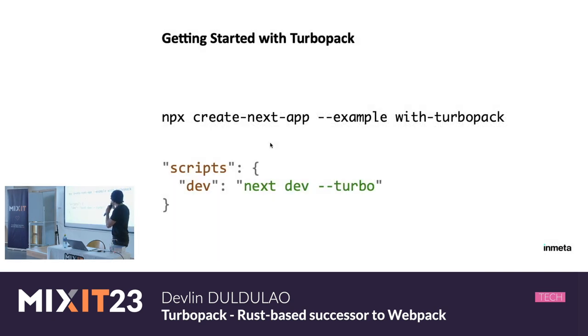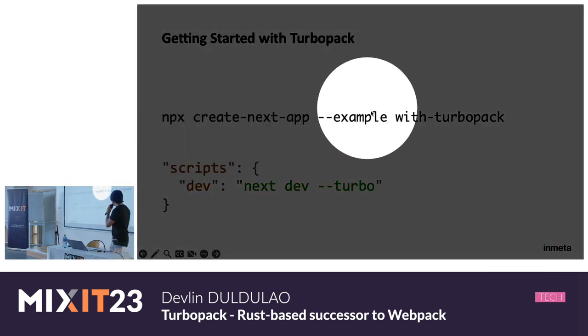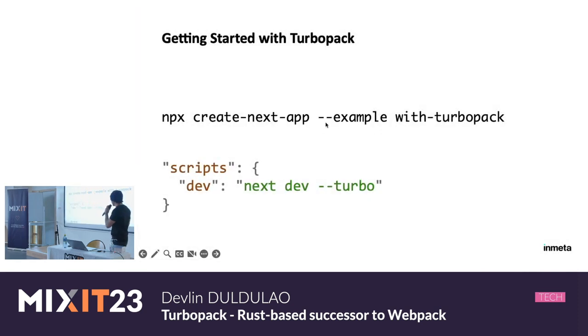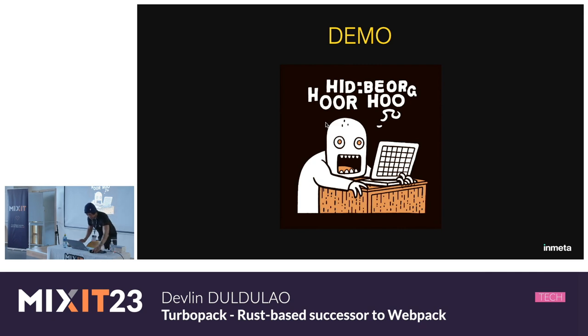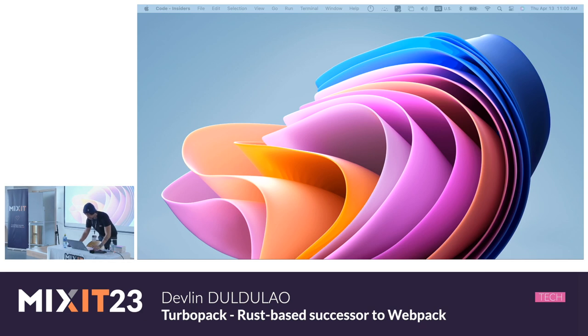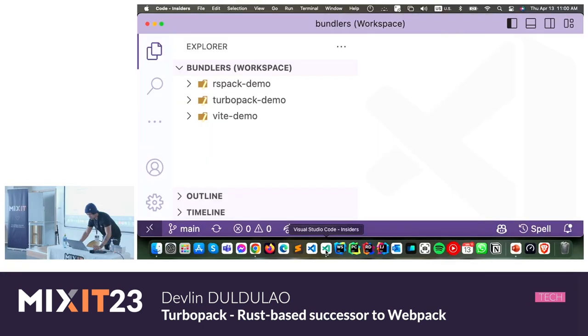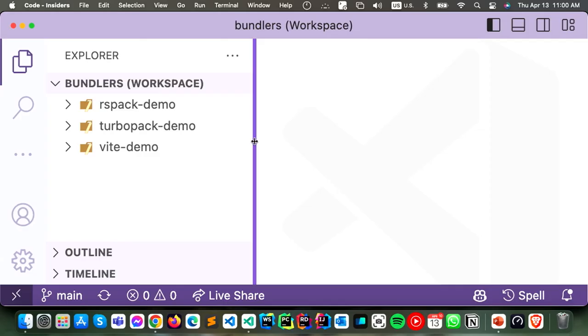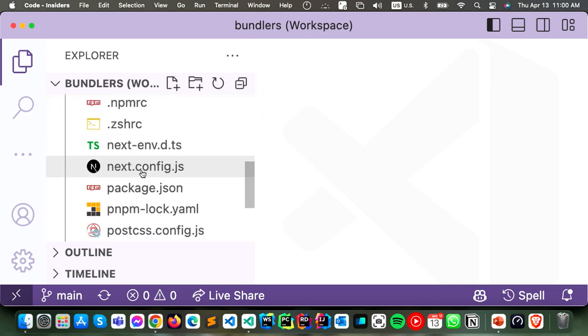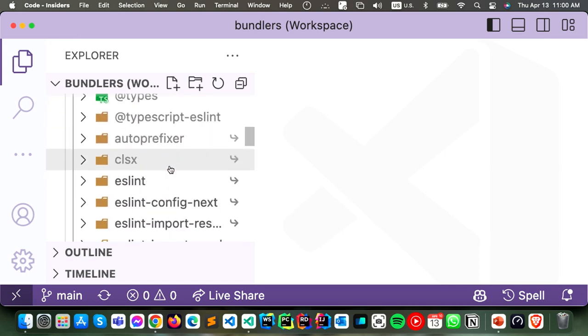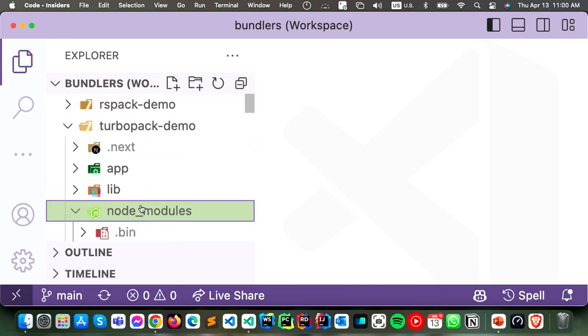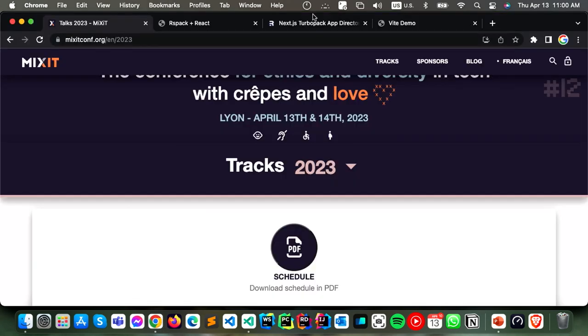Getting started with Turbopack, you have this command here, npx create-next-app --example with-turbopack. So you have this boilerplate right away. And then you would notice in the scripts block inside your package.json, you have this next dev --turbo. Let's do some demo here. You won't see Turbopack in node_modules, by the way, but it's inside the next package. It's hidden, and this is the template, and running it looks like this.